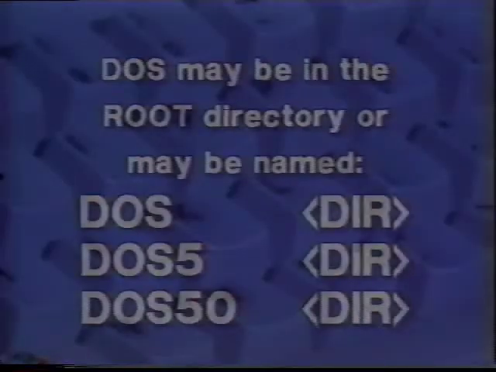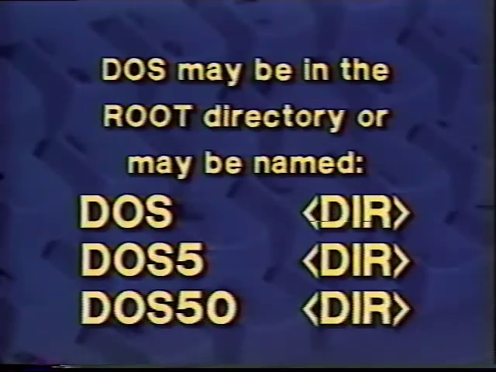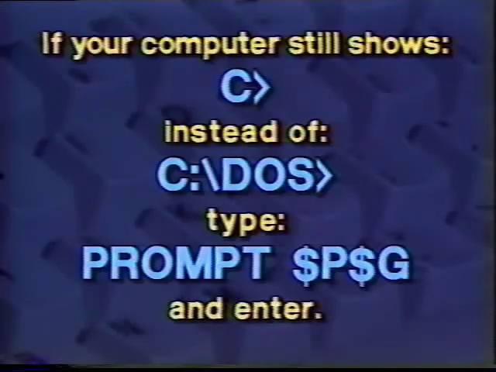Again, viewers, if you come up with an invalid directory here, your DOS is probably stored in your root directory or under a different name like DOS 5 or DOS 5.0. If you don't see a DOS directory, just stay where you are. If you do see a directory, you need to type cd / and the directory name. If your prompt just shows the C greater than sign instead of the C:\DOS like ours, type prompt, a space, $P, $G, and Enter. This tells DOS to display the active directory name on the command line.